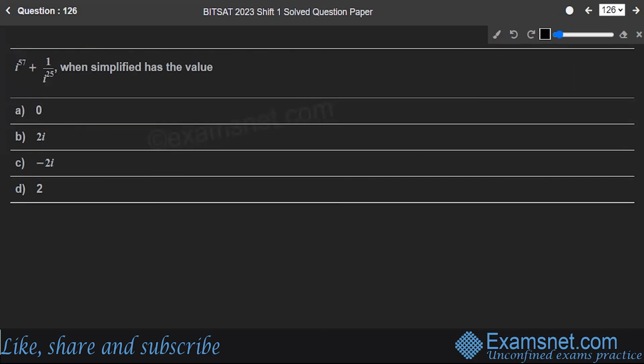i^57 + 1/i^25, when simplified, gives you... One thing you know is that i^4 is equal to 1 and i^2 is equal to minus 1. I'm going to use that over here. So i^57 can be written as (i^4)^14 into i, which gives me i^56 into i. So i^57 can be written like this.